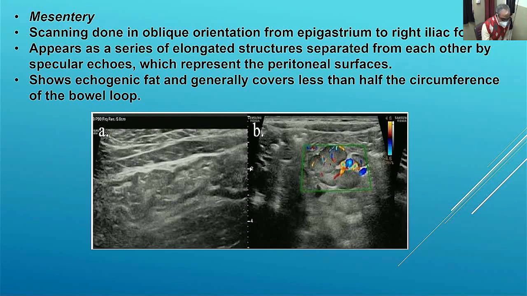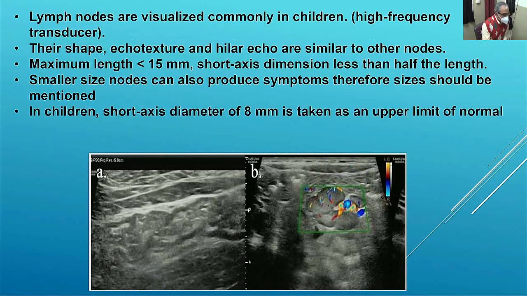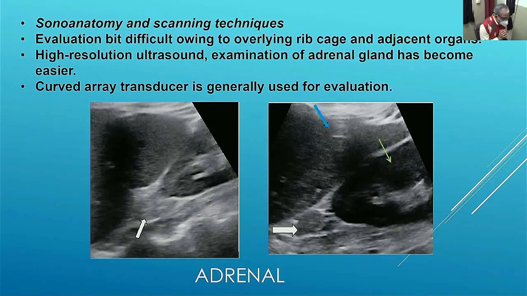And you see many a times nodes in the mesentery. They are more commonly seen in children, and many a times children come with abdominal pain, and you see multiple nodes. The mesenteric nodes have an oval shape, are hypoechoic, and are even smaller. So regarding size, a short axis of 8 mm is taken as the upper limit of normal in children, and in adults more than 15 mm is taken as abnormal.